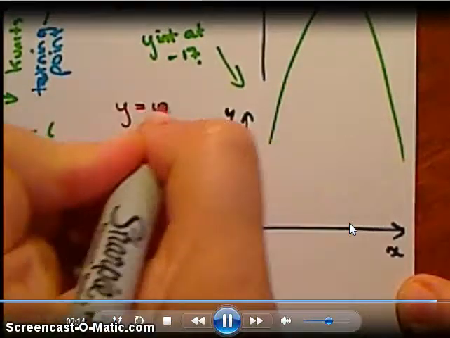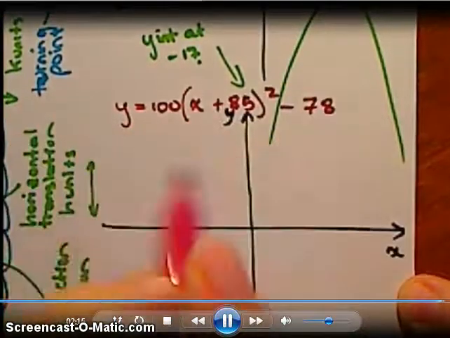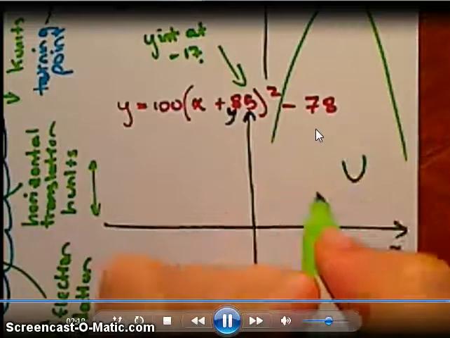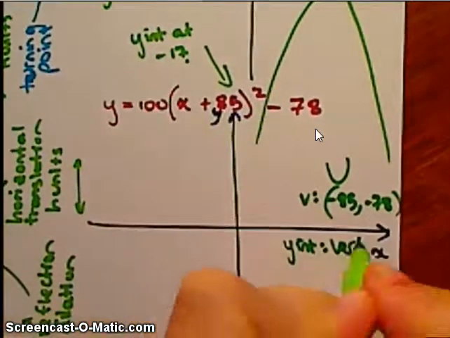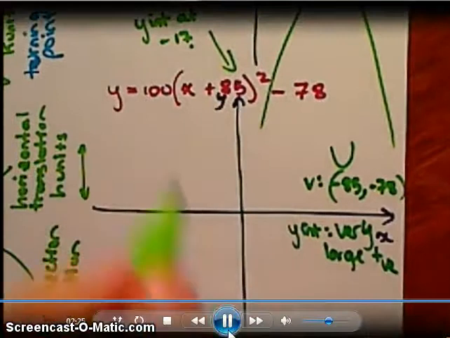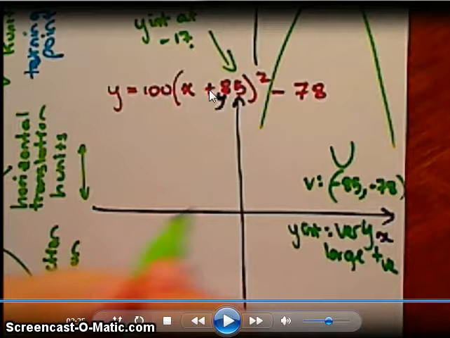On to another example here, axes and they're labelled. Draw the graph of 100 x plus 85 all squared minus 78. This is just to show you that even though the numbers can get quite large, the process is still the same. Get your general shape. This one's positive, it's 100 x squared. The vertex we read off as minus 85, minus 78.